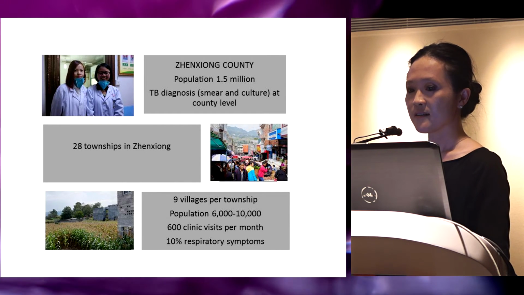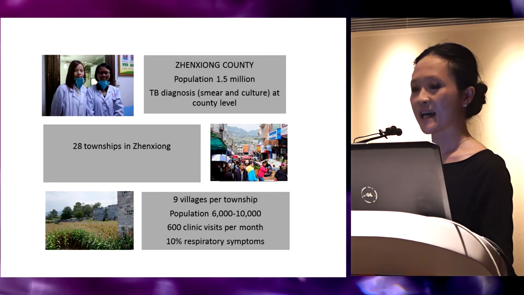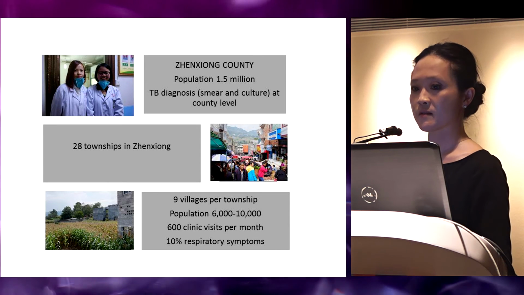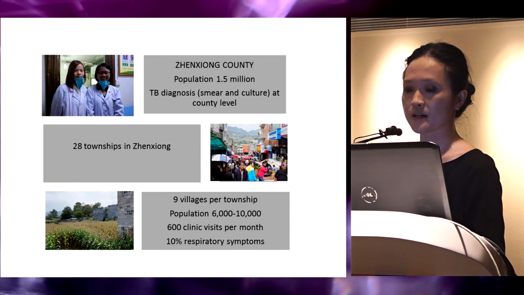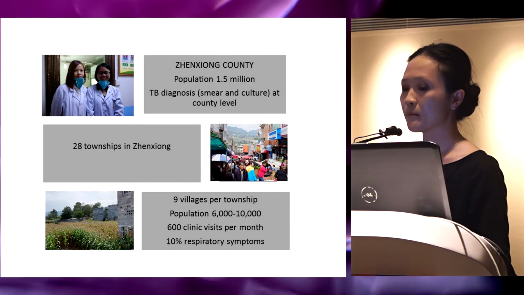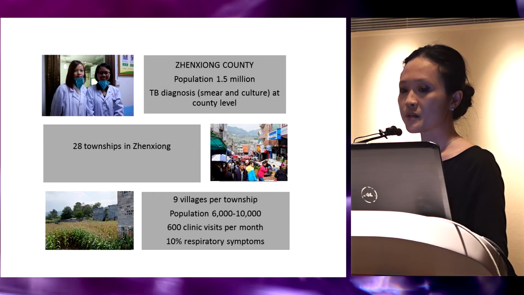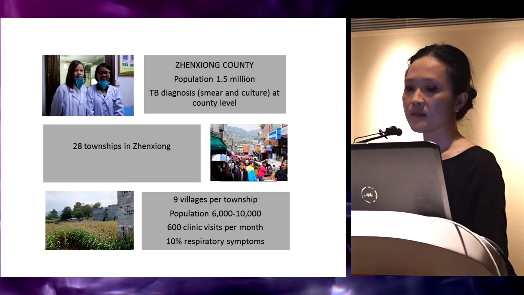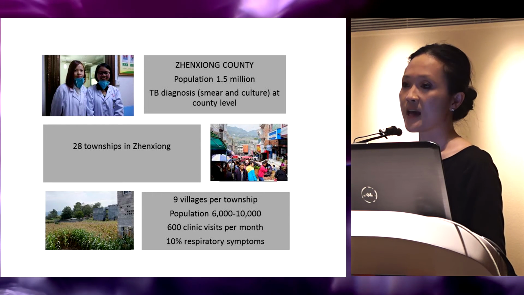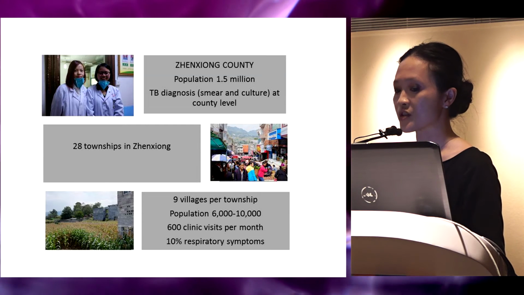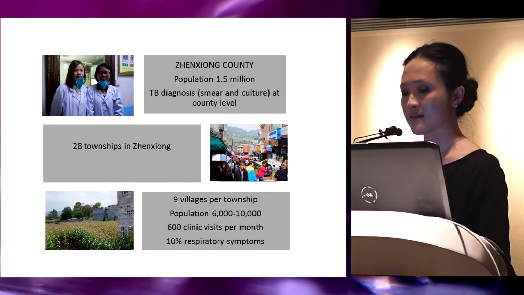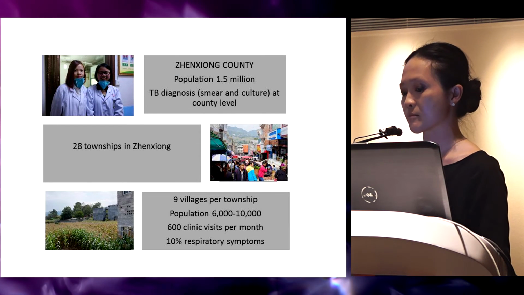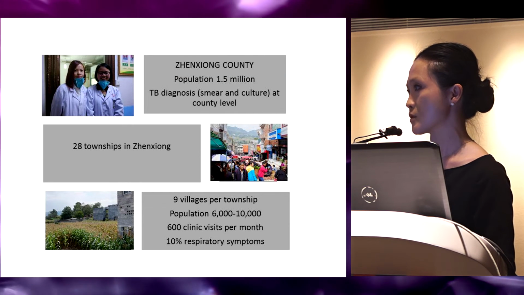The China provincial and county system is quite vertical, not surprisingly. What I'm showing you here are the 3 levels of the health system in the rural area of China. In Zhenshong County, we have a population of 1.5 million people. TB diagnosis, which currently has been smear and culture, is only done at the county level. Within this county, there are 28 townships, and within each township, there are approximately 9 villages. The population in each village is approximately 6,000 to 10,000. In each of the village clinics, there are approximately 600 clinic visits per month, and 10% of those visits are for respiratory symptoms.